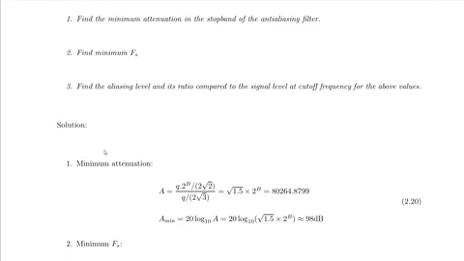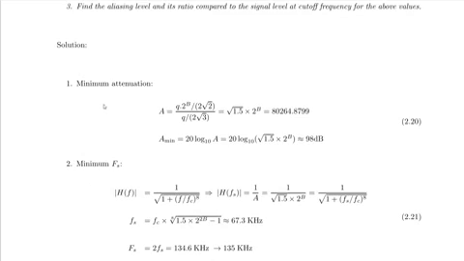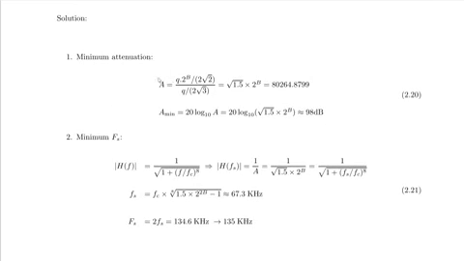Now the solution. Okay. Minimum attenuation. The same equation we got familiar with. Here A will be 8026.8799, and in dB, the minimum attenuation will be about 98 dB, right? What about minimum sampling rate?